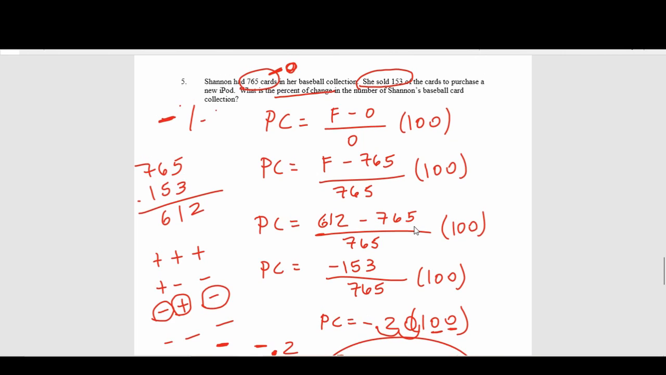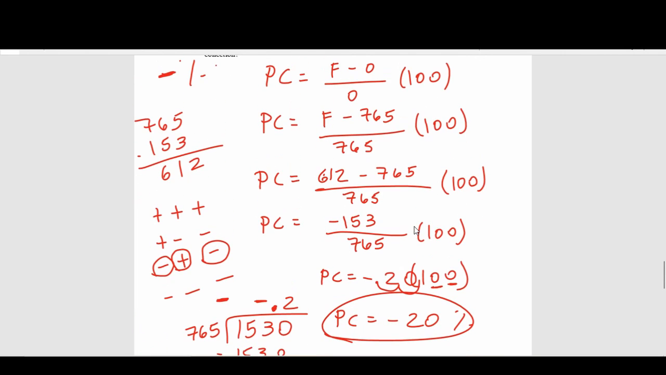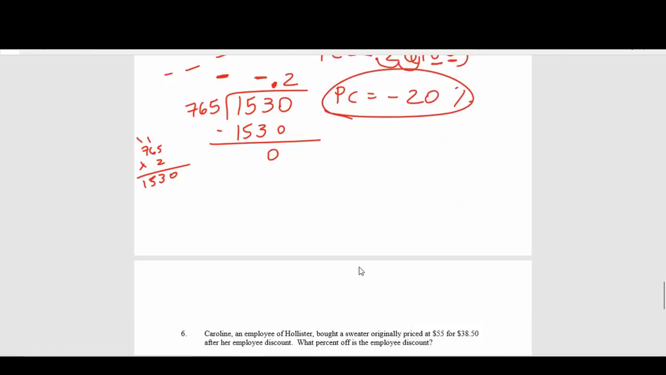Okay? And that's all the math you need to get to that. Again, this is the sticking point for most people, because they didn't necessarily give you the final amount, but you can find the final amount, and then you have to realize that that final amount minus the original amount is going to be negative, because the percent change is going to be decreasing. Okay, so that's that one.